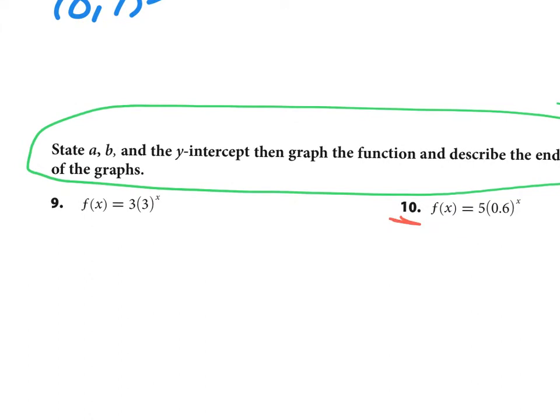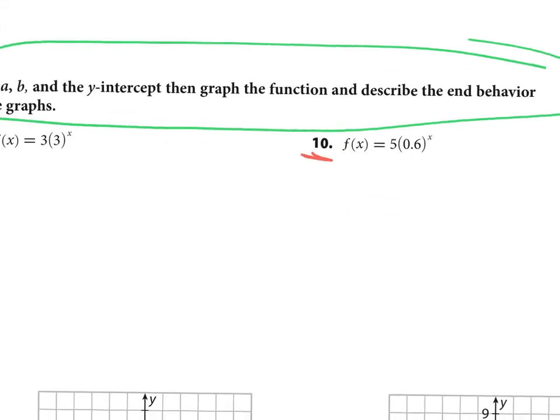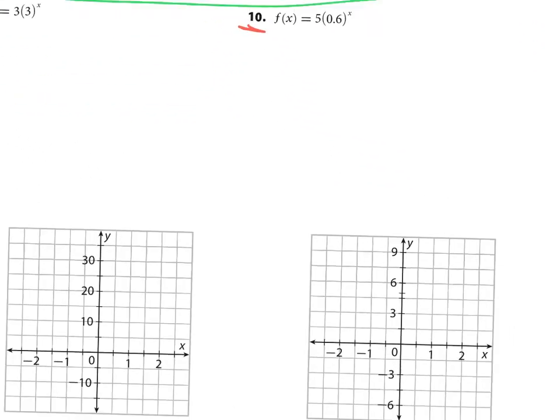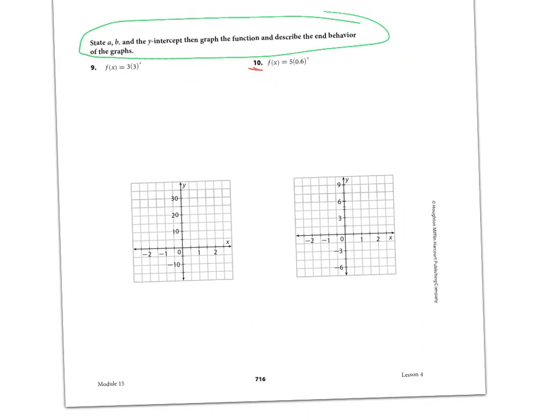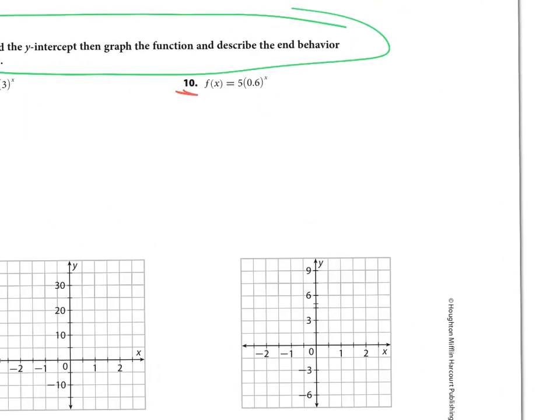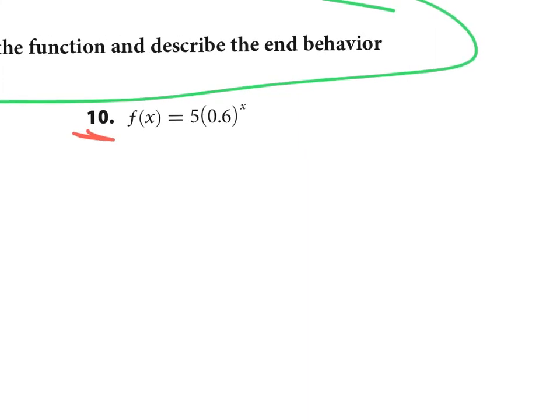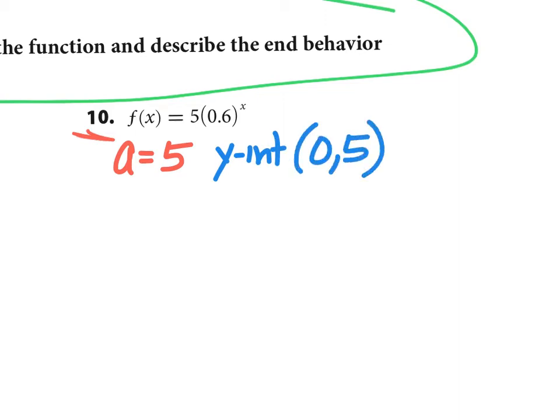Okay, same thing, state A, B, the y-intercept, and graph the function and describe the end behavior. Okay, so this time they actually want us to graph it on a graph. So we'll do that here in just a second. Let's go ahead and do our A, B, and all that again. So A is our zero term, which is 5, which is also our y-intercept. Okay, so that's the point (0, 5). And then our B here is 0.6. So again, this one must be going down.